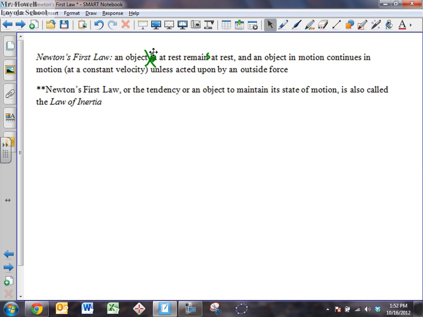And that's exactly what we're going to look at later in the year when we look at collisions and momentum, when you push off and you go in separate directions.